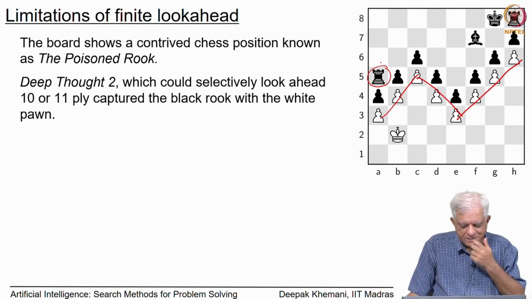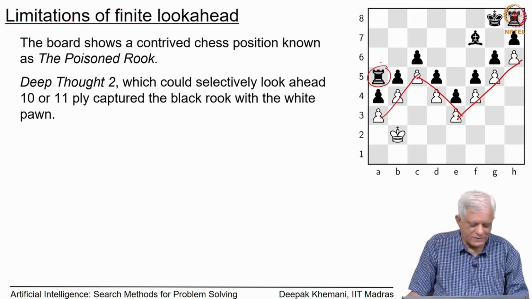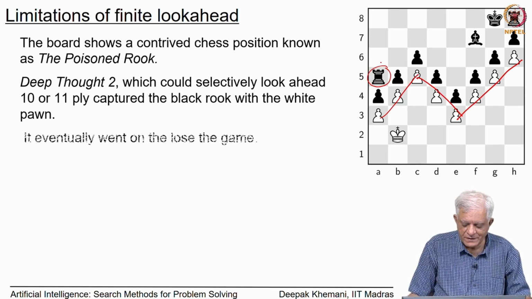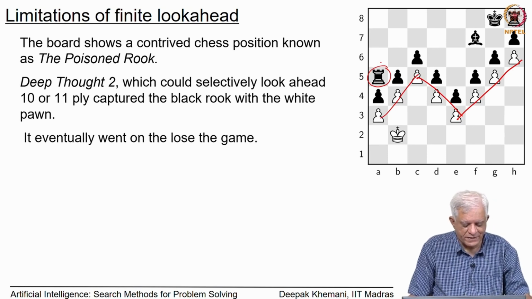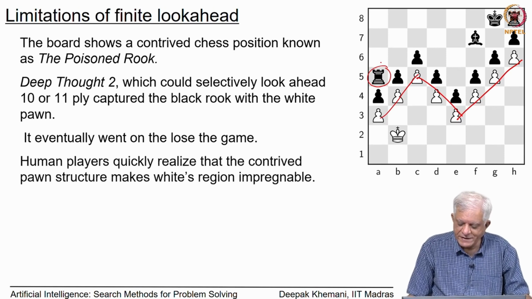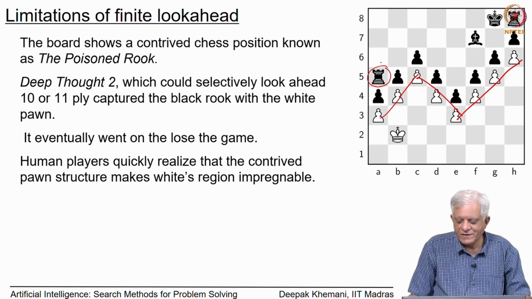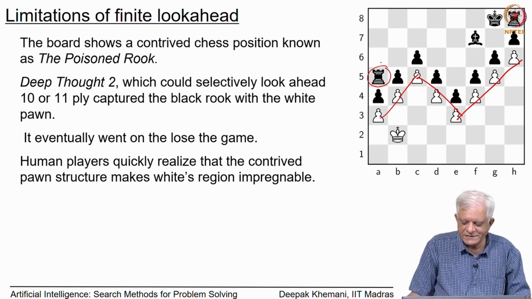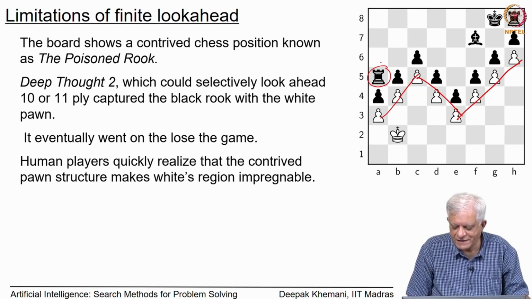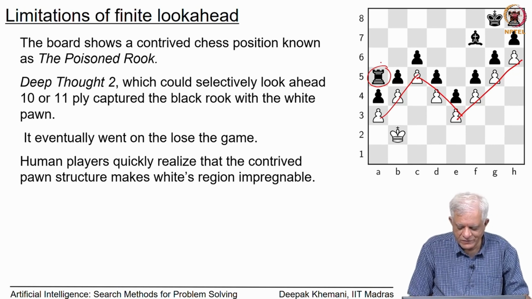Once that white pawn which captures the black rook is removed, it paves the way for other black pieces to come forward and defeat white. So, eventually Deep Thought also went on to lose the game, but human players quickly realized that this very contrived structure, you would rarely have 8 pawns on each side in such end positions, but in this structure any human would recognize that all white has to do is to simply move around the king in its region, and there is nothing black can do to win the game.